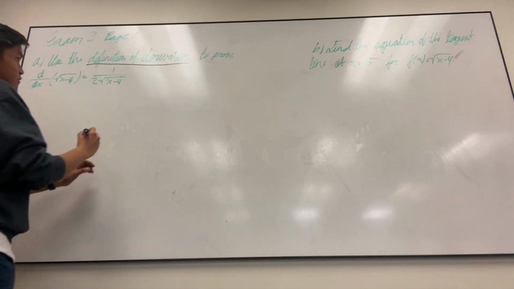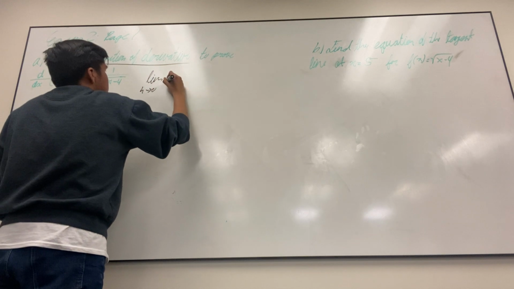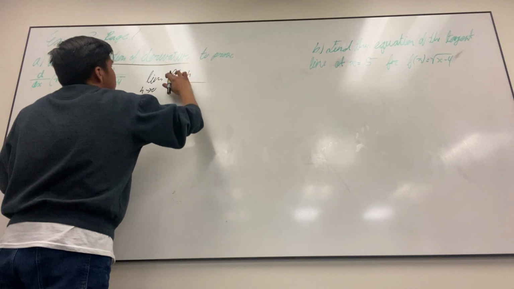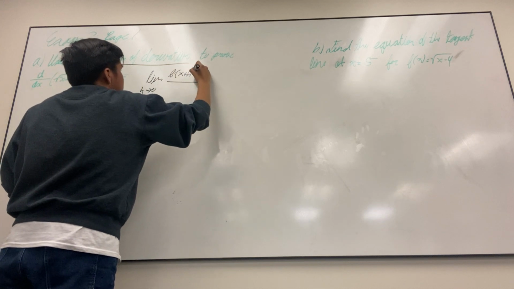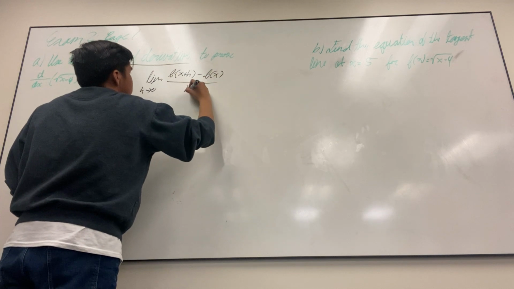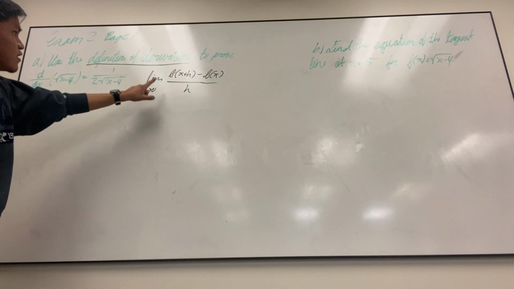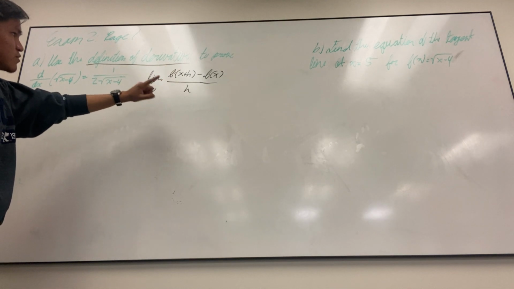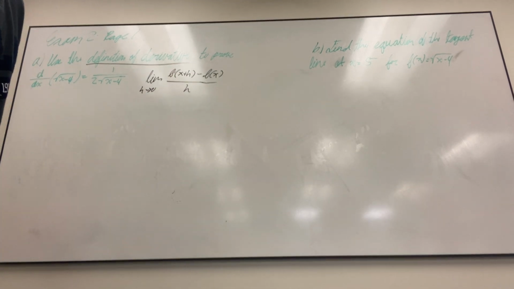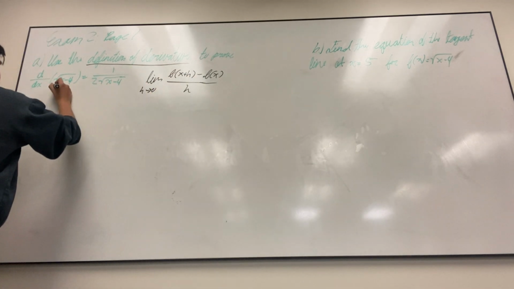Remember, the definition of derivative is the limit of h approaching 0 of f of x plus h minus f of x over h. Your definition of derivative is the limit of f of x plus h minus f of x over h as h approaches 0. That's your definition of derivative. So here you can just plug in your values.